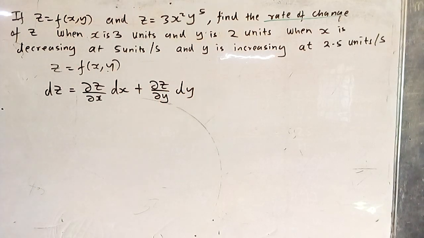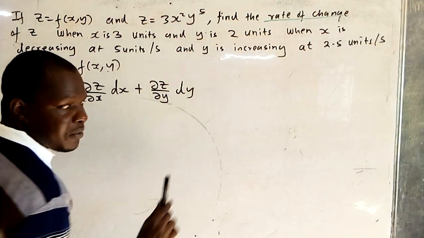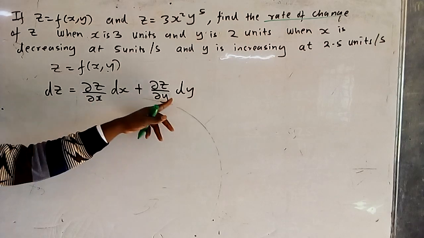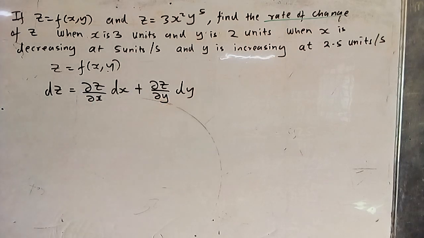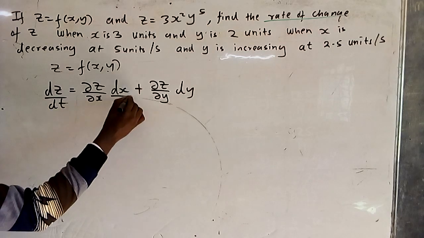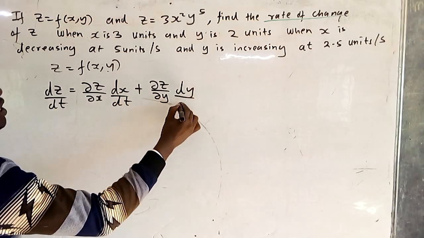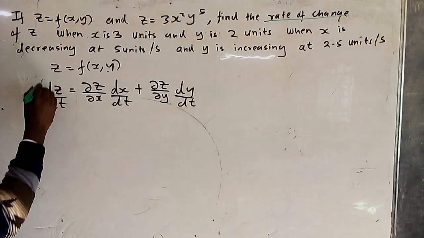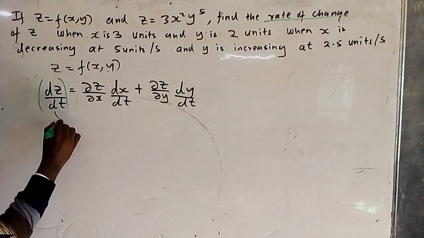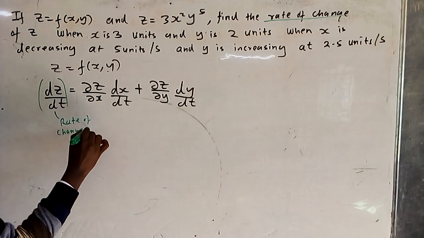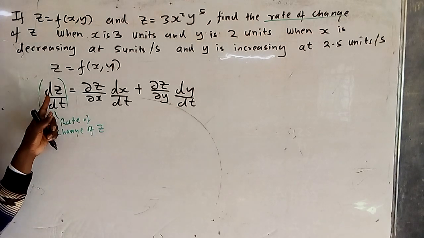Then at the end, what do we want? We want the rate of change, which means with respect to time, isn't it? So with respect to time, it means we divide all through by dt. Once you divide it all through by dt, what do you see here? dz over dt is the rate of change of z, which is what they want you to determine.